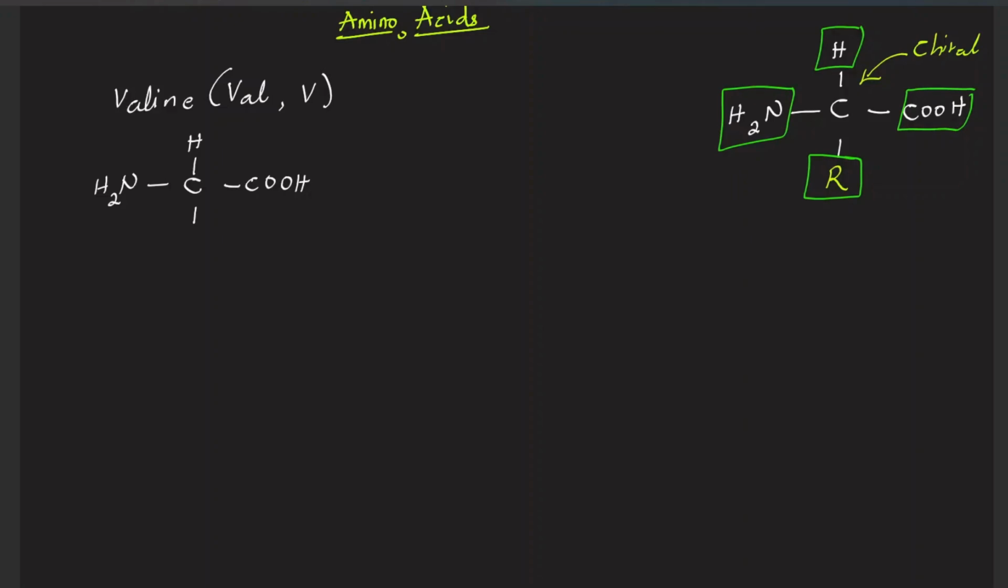Now the R group for valine is a carbon attached to 2 groups, and these 2 groups are CH3 groups, so methyl groups attached to a carbon. Now remember that carbon is supposed to be attached to 4 groups, so this carbon has 3 groups attached, and then it has a hydrogen, making it attached to 4 groups. And this is the structure for valine.